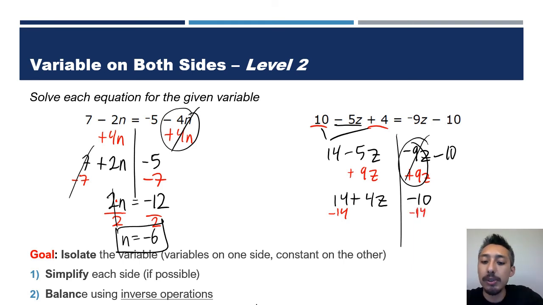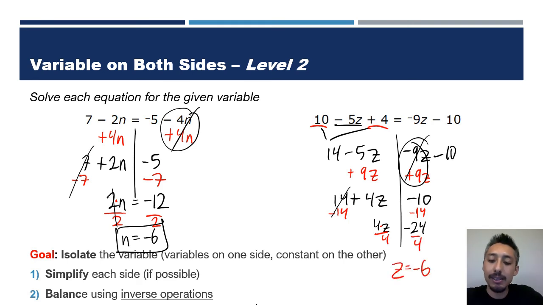We're trying to get z by itself, so let's get rid of that 14 by subtracting. We do the same thing to both sides. Positive 14 and minus 14, that cancels out. So we have 4z on the left side, and on the right side, negative 10 minus 14 is going to give us a negative 24. We're trying to get z by itself. This is multiplication, 4 times z. So we use the inverse, divide by 4 on both sides. We have z is equal to negative 6. This is our final answer.